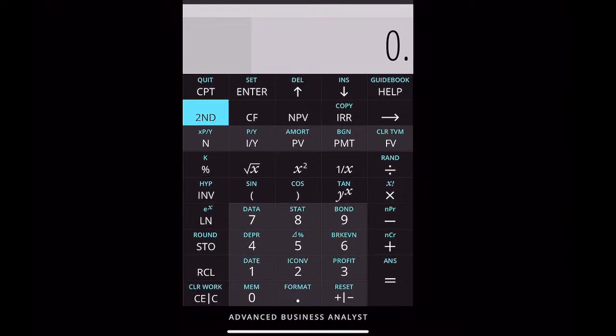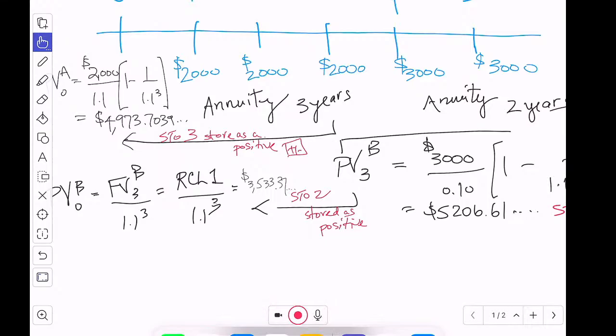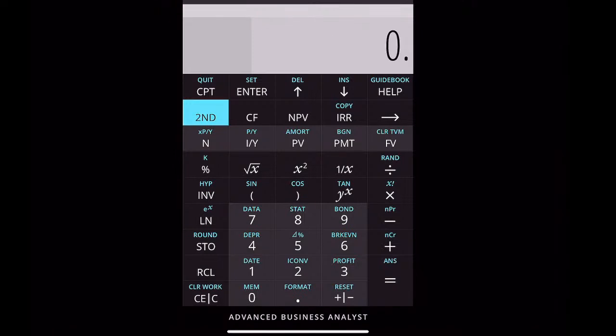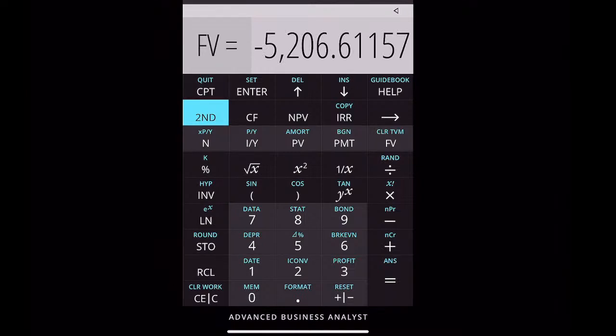One more time. Is that the right number? 5206. Okay, so that's the right number. And I store that in 1. And then I have to do 3 years at 10%. I want to figure out PV. There are no payments. I recall 1 and put it into FV, and I compute PV. So that's not the same answer, is it? 391180. Did I make a mistake?